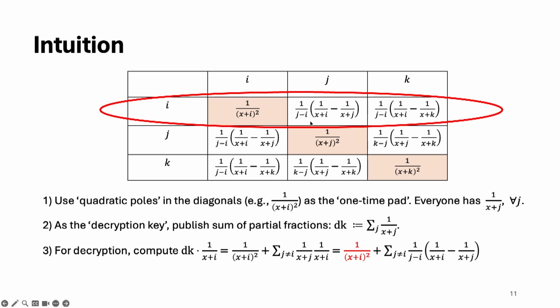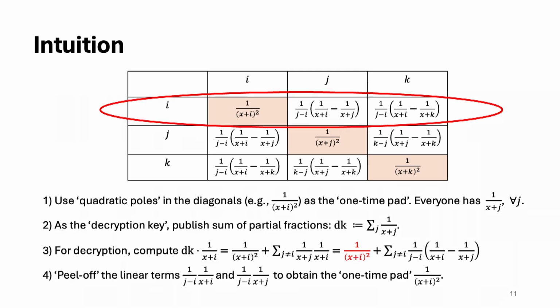But in any row of the matrix, there is only one diagonal term, and all of the other terms are off-diagonal, and we have seen that you can linearize the off-diagonal terms. So once you linearize the off-diagonal terms, you obtain this quadratic pole, 1 over x plus I squared here, and then you obtain a sum that is linear in the partial fractions. Because that remaining sum is linear in the partial fractions, the decryptor can peel off this term and obtain this quadratic pole. And remember, the quadratic pole was our one-time pad, so it can obtain the transaction.